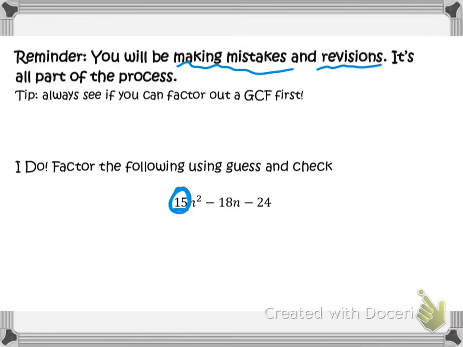It's all part of the process of guess and check. It's not one exact direct answer all the time. You will have to go back and fix your mistakes. And a tiny little tip is always see if you could factor out a GCF first. Right? If there's a common number, I want to factor out the common number and see if I can make it easier for me. So here for the first one, I have factored the following using guess and check.